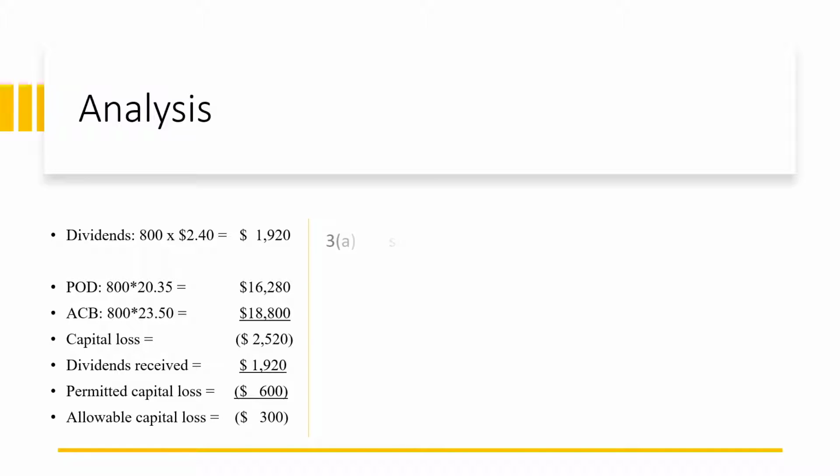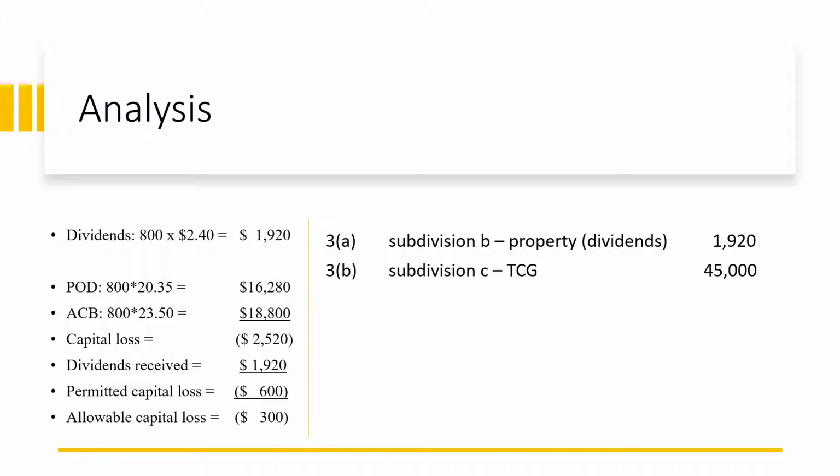We start off with 3A. We have property income of the dividends, $1,920. In 3B, we have a taxable capital gain of $45,000. That was given in the original narrative in the case facts. And from that, we can subtract the allowable capital loss, giving us a net taxable capital gain of $44,700. Our NITP then would be $46,620.